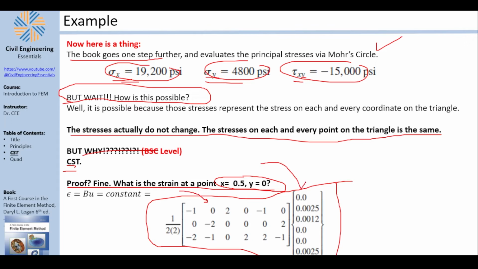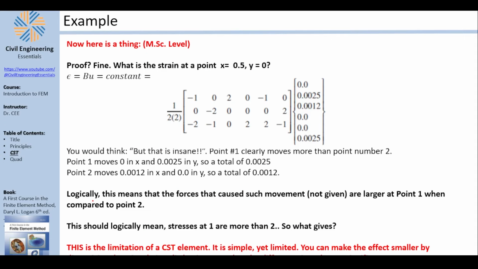There is no place in the U vector to put an x in. Basically, your strains are independent of the values of the coordinates x and y. And that's the reason why the strain is constant, and subsequently the stress is constant. That should make sense for the CST element. Now I want to go a step further with our MSc level. Now this proof might seem to make sense if you are an MSc level person, or you have exceptional engineering sense in BSc. You would think, wait a minute, that's insane.